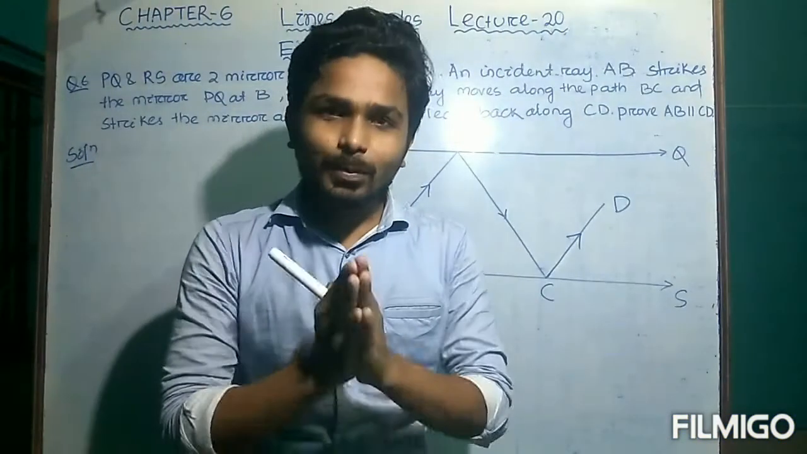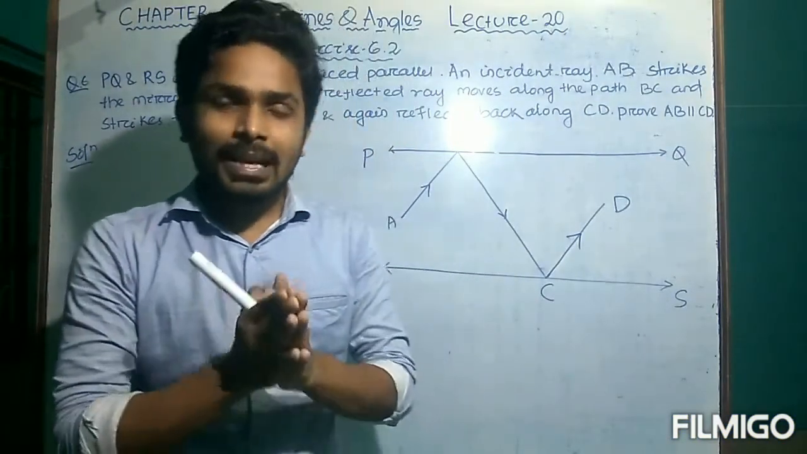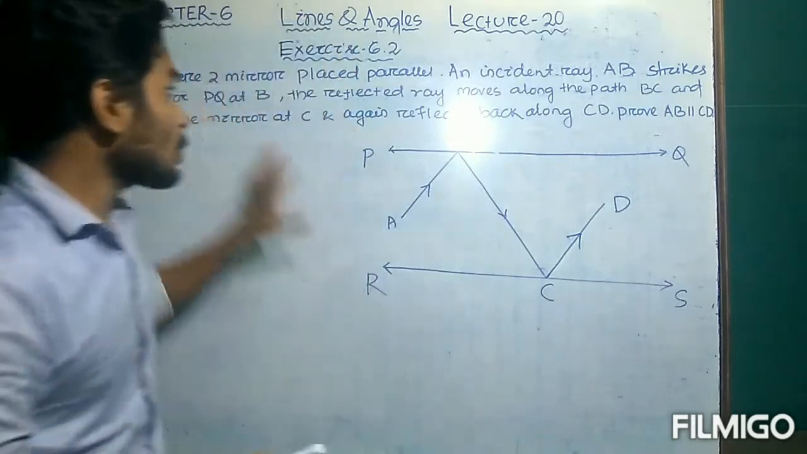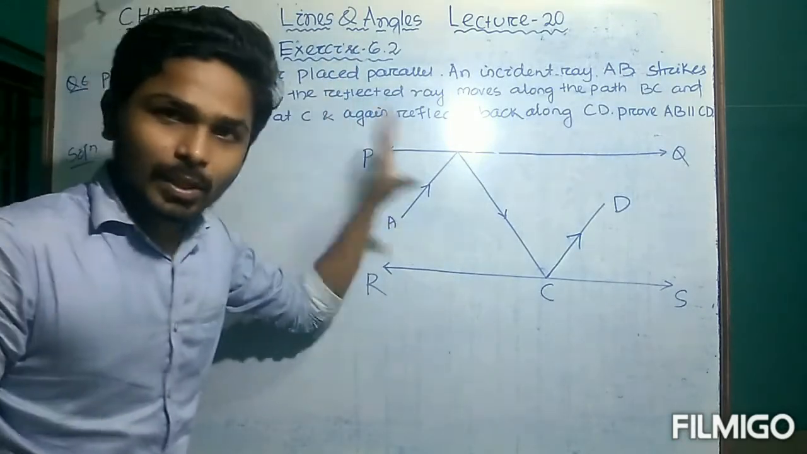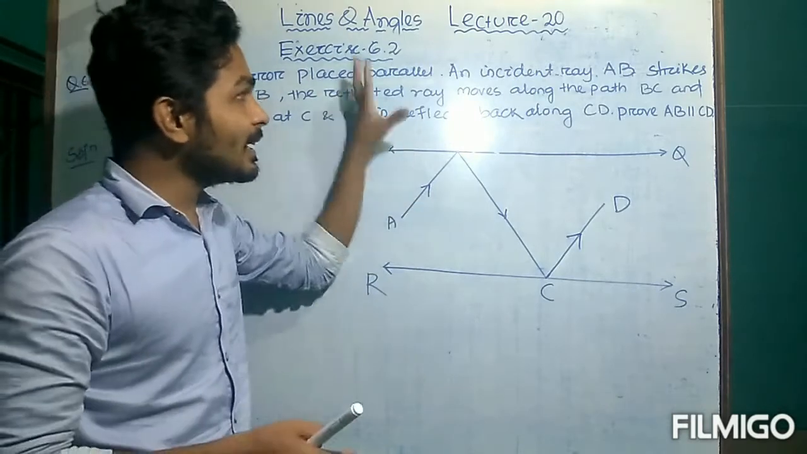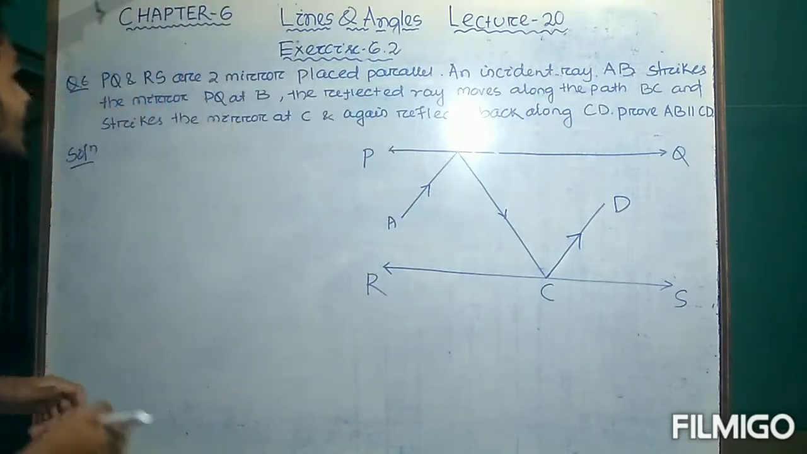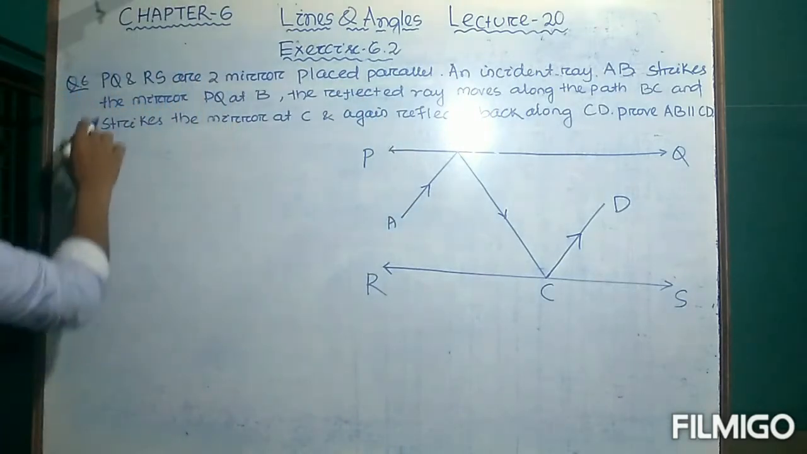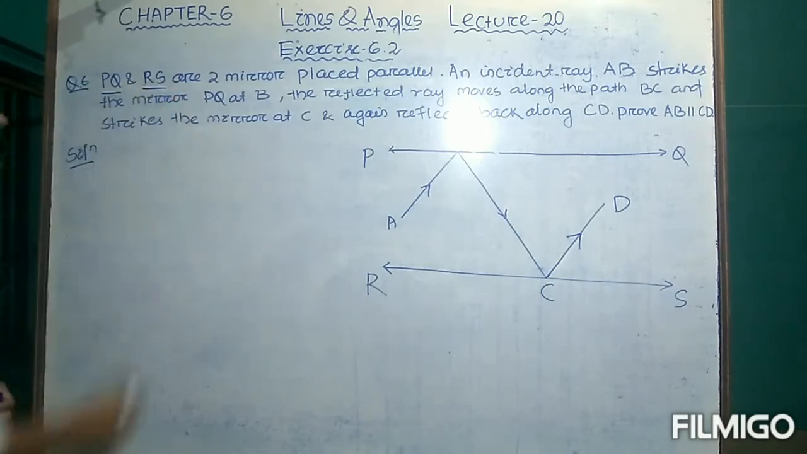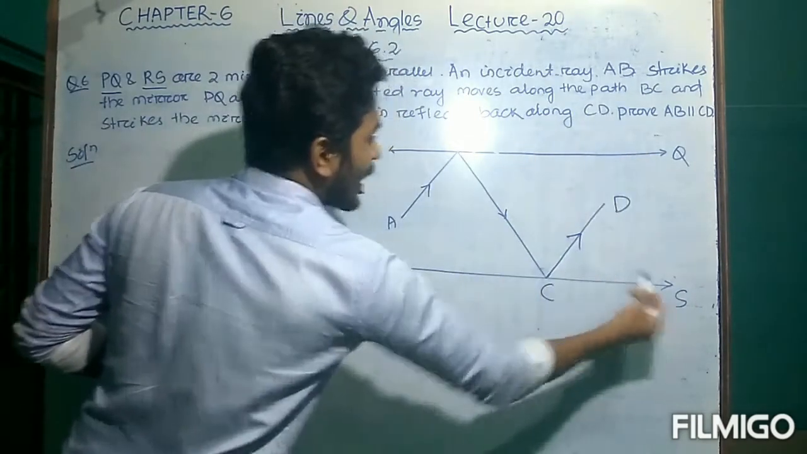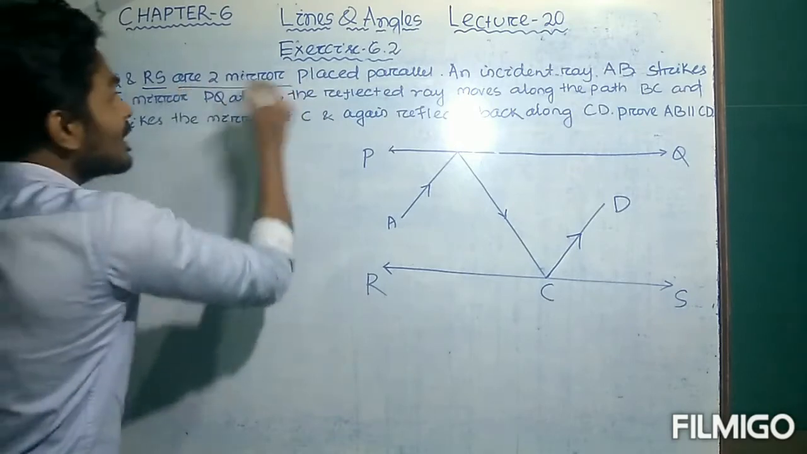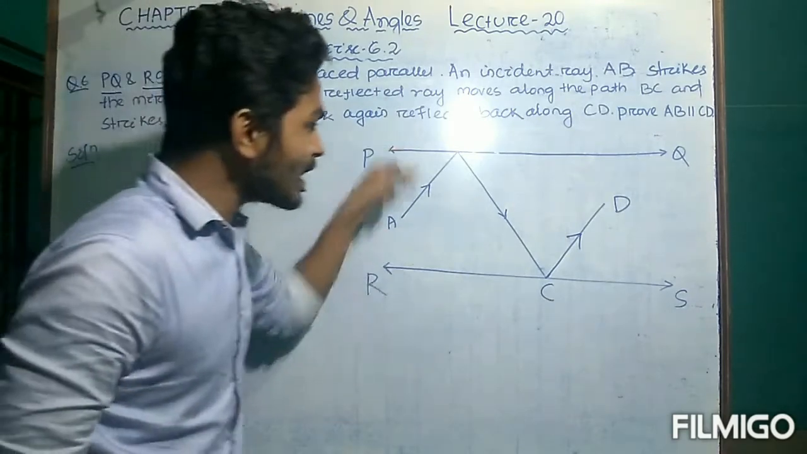Coming to the last question of this exercise, that is question number 6. Okay. So question number 6 is a science based question. So let us read this question carefully. According to the question, it is given that PQ and RS are two mirrors.